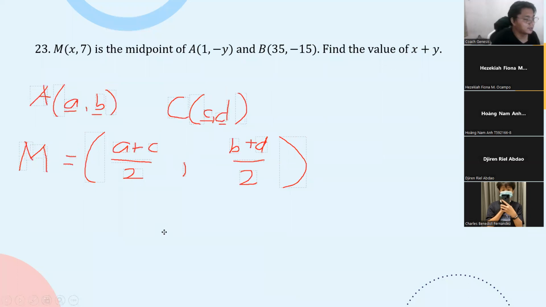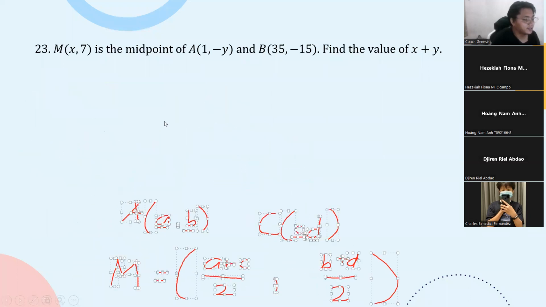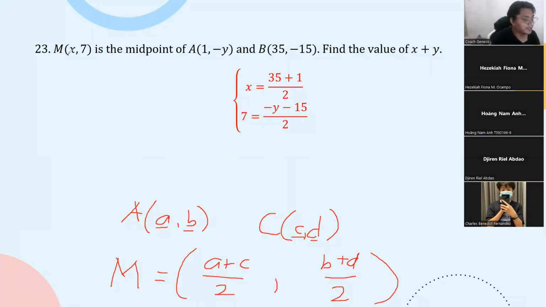Okay, wait. So in this case, the midpoint's x is equal to 35 plus 1, right? The sum of the x coordinates, 35 plus 1, divided by 2. Now for the y coordinate of the midpoint, we have 7 is equal to -y plus -15, or -y minus 15, and then divide by 2. So we'll solve for x and y. So for x, we have 36 over 2, which is equal to 18.